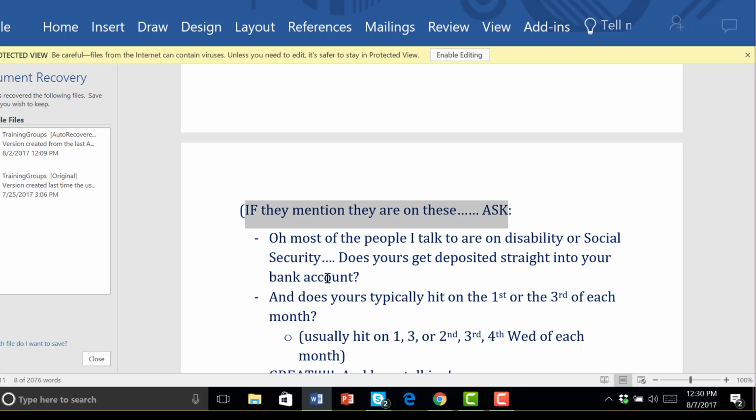Does it go to their checking or savings account? And what day of the month does it hit? Okay? And if you get that up front, it's going to kind of calm you down because you're not going to have to wait clear to the end to find out if you're getting paid. But it'll help your close. I've gotten really, really good at this over the last 10 years, obviously.